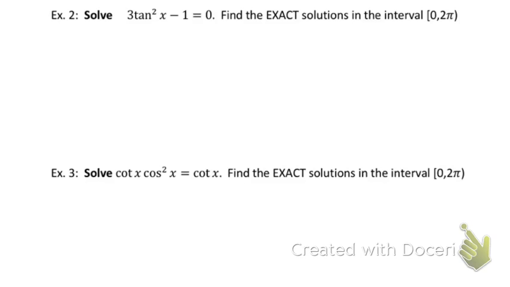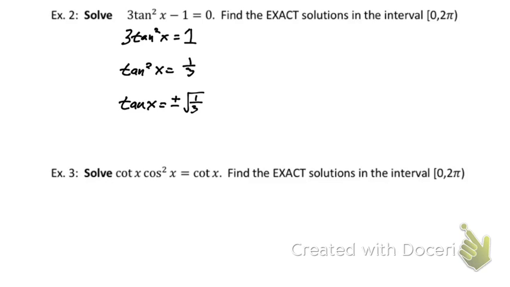So the first thing you're going to do is add 1 to both sides. So you're going to have 3 tangent squared x equals 1. We'll divide both sides by 3 to give me tangent squared x equals 1 over 3. And finally, you will take the square root of both sides, which will give me tangent x equals, now when you take the square root of both sides, it has to be plus or minus. That will be plus or minus square root of 1 over 3.